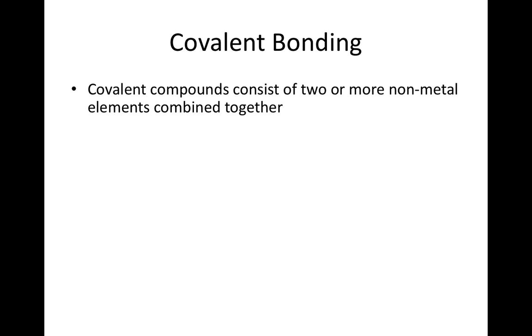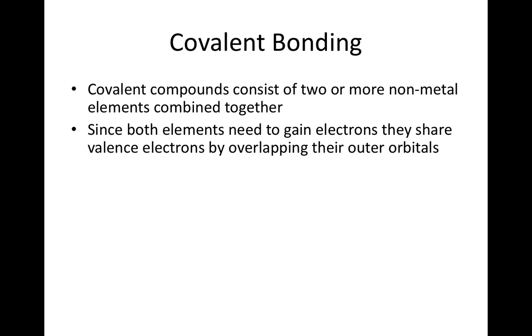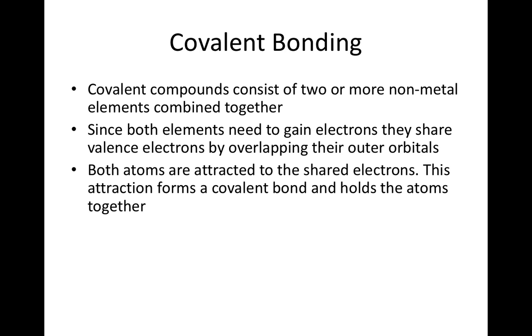So, covalent bonding. Covalent compounds consist of two or more nonmetal elements combined together. Since both elements need to gain electrons, they share valence electrons by overlapping their outer orbitals. Both atoms are attracted to the shared electrons. This attraction forms a covalent bond and holds the atoms together.